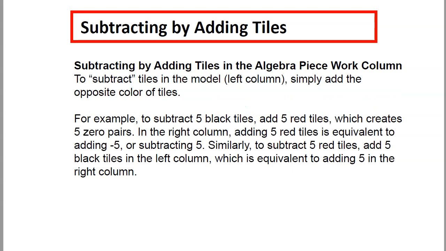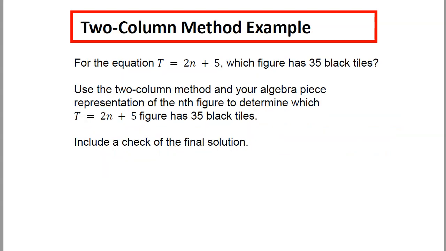When you subtract in the algebra piece model, you can't really subtract tiles from each side. Instead, for example, to subtract 5 black tiles, add 5 red tiles to both sides, which creates 5 zero pairs. And then in the right column for the symbolic steps, that corresponds to subtracting 5. Similarly, to get rid of 5 red tiles on the left, you could add 5 black tiles to each side.